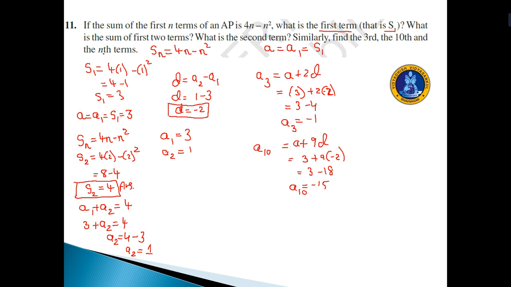Now what is the nth term? So An is equal to A plus (n minus 1)D. A we already have, that is 3, and we have to put it as it is, and D is equal to minus 2. So 3 minus 2n plus 2. So we can get 5 minus 2n. So An is equal to 5 minus 2n.